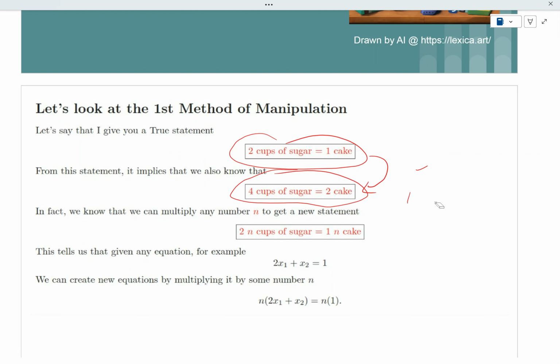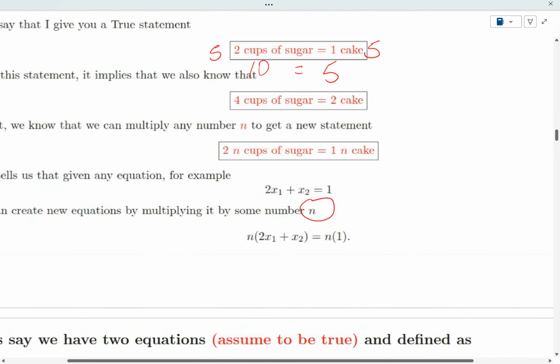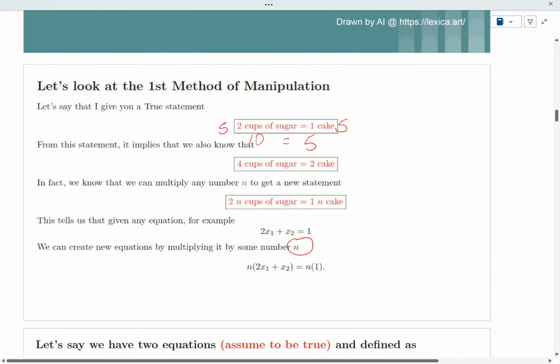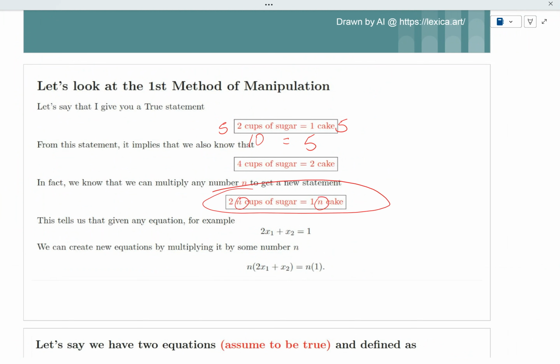In fact, notice that we can essentially multiply any number here. Let's say you have 5, and if you multiply 5 here, it's saying 10 cups of sugar will give you 5 cakes, right? So you can multiply by any number n, and the statement will still be true.